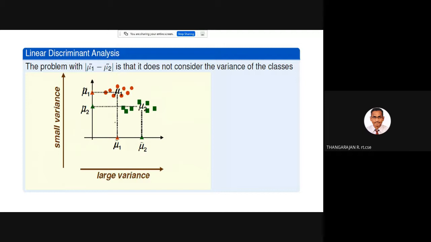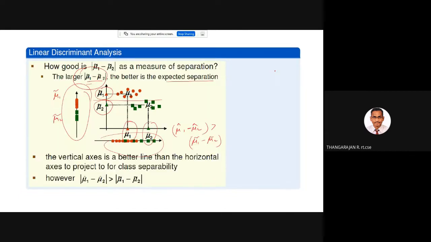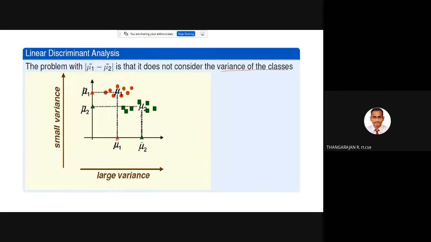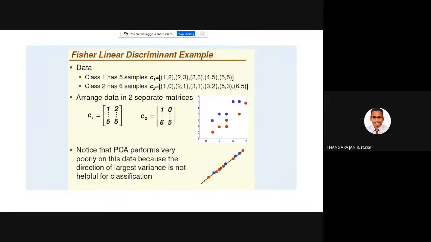The problem with mu 1 tilde minus mu 2 tilde is that it does not consider the variance of the class. You see here, the variance of the class is less in this direction, whereas the variance in this one is more. So it doesn't consider the variance of the classes. That's how Fisher linear discriminant analysis was developed. They have just worked out a sample.